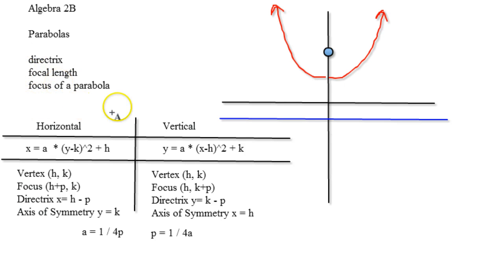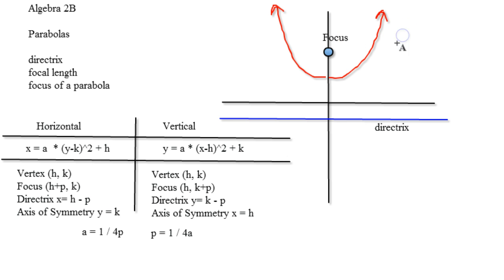Okay, so some information needs to be known, so I'm going to point out some stuff right here. We have our parabola, poorly drawn by me, and we have this point in here and this blue line back here. This blue line is called the directrix, and this point up here is called the focus.